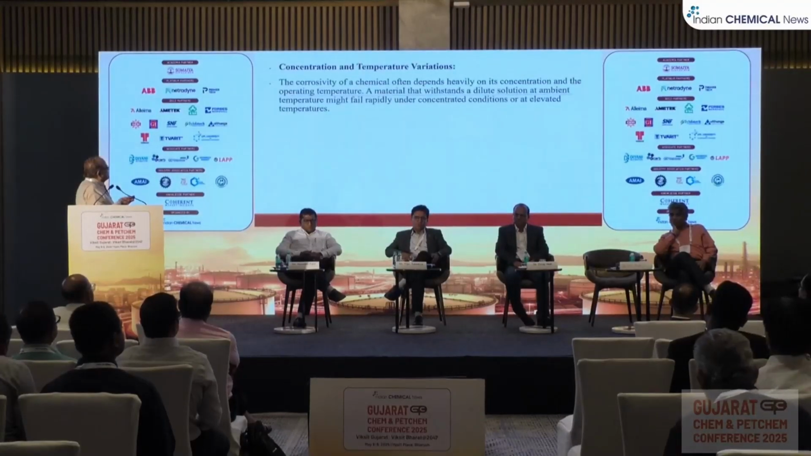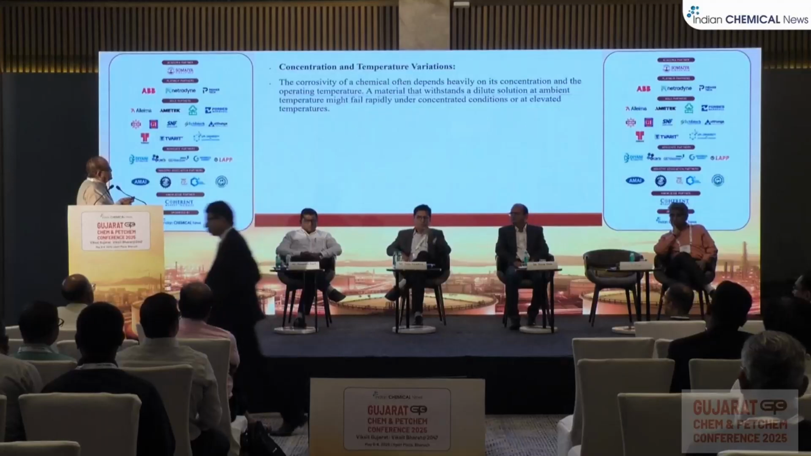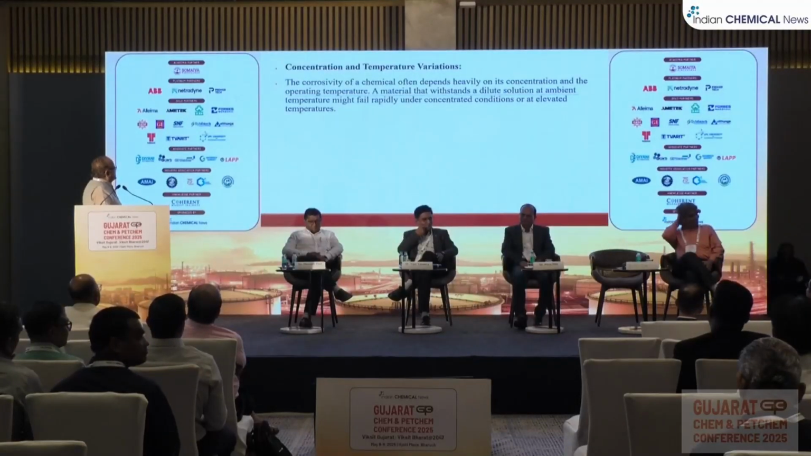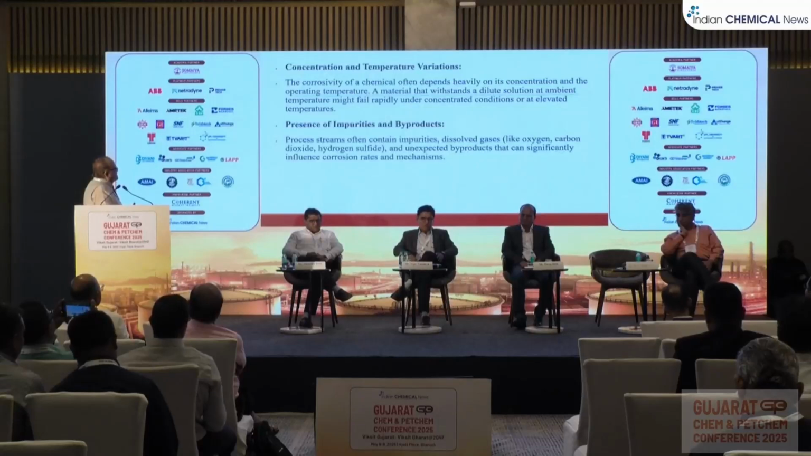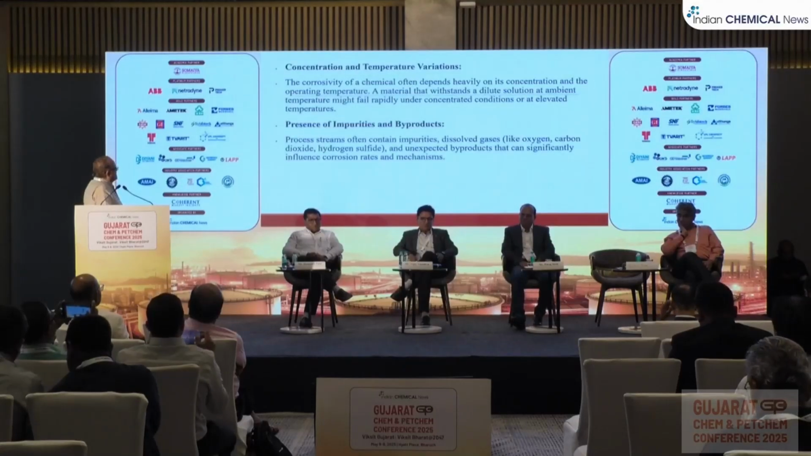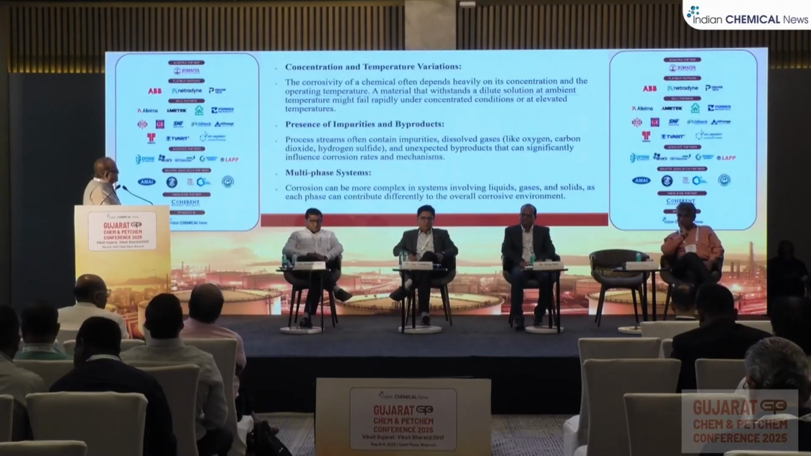Then concentration and temperature variations. The corrosivity of a chemical often depends heavily on its concentration and the operating temperature. A material that withstands a dilute solution at ambient temperature might fail rapidly under concentrated conditions or at elevated temperature. Presence of impurities and byproducts: process streams often contain impurities, dissolved gases like oxygen, carbon dioxide, hydrogen sulfide, and unexpected byproducts that can significantly influence corrosion rates and mechanisms. Multi-phase systems: corrosion can be more complex in systems involving liquids, gases, and solids, as each phase can contribute differently to the overall corrosive environment.